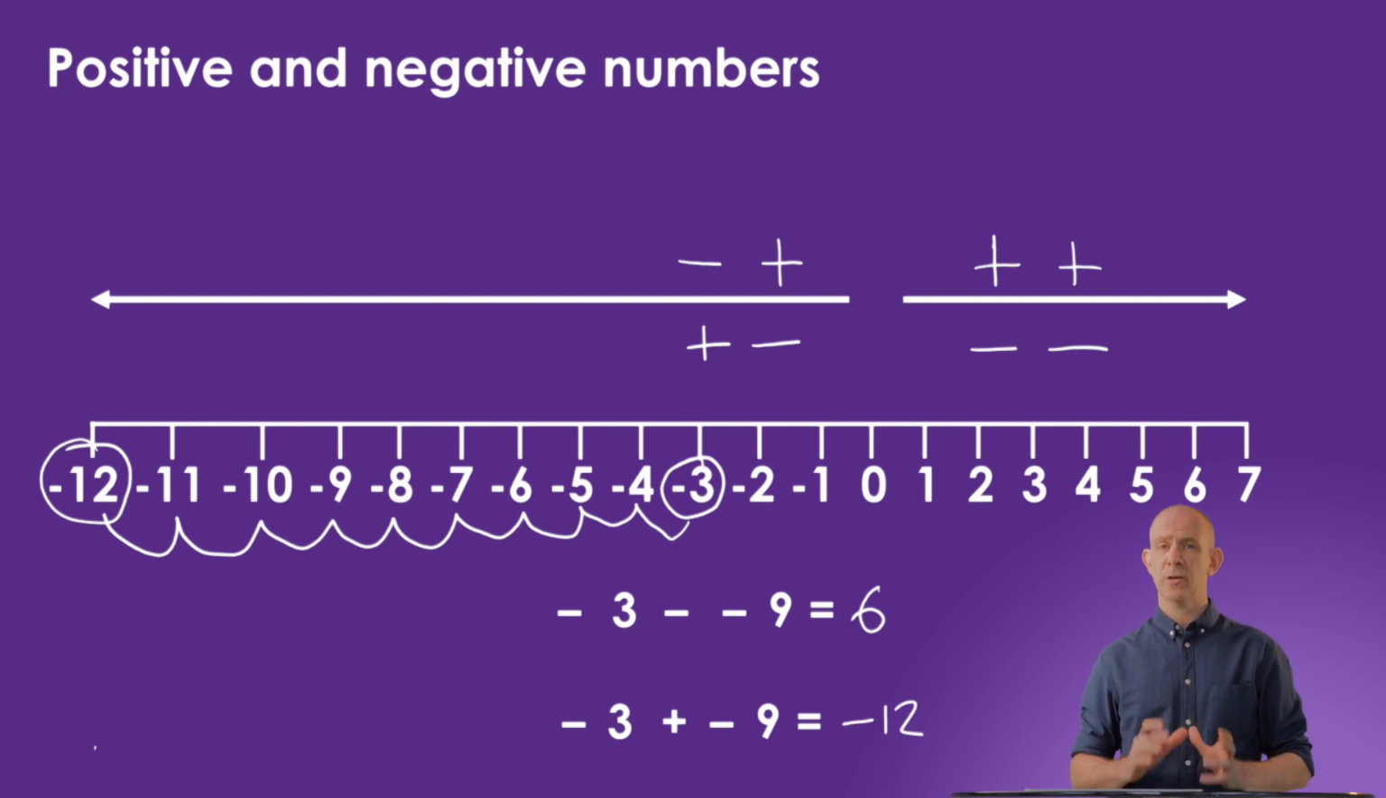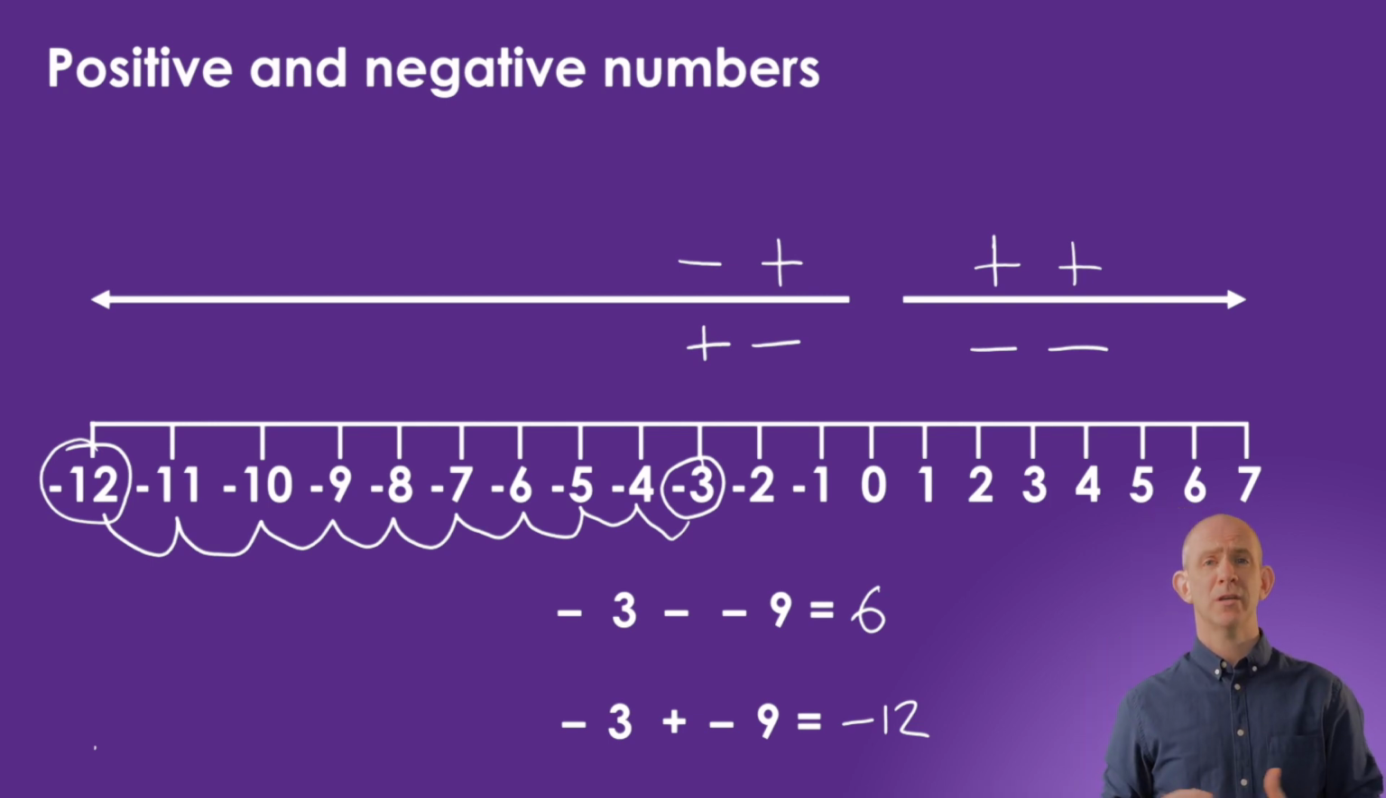We write negative 12, we must remember to write the negative symbol in front, because without that we'd assume that it was positive. The results don't necessarily end up positive or negative, but move in a positive or negative direction.